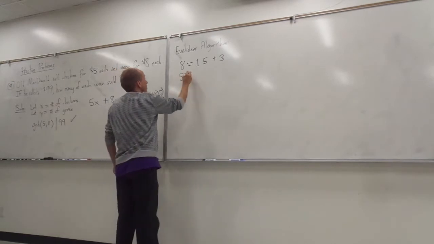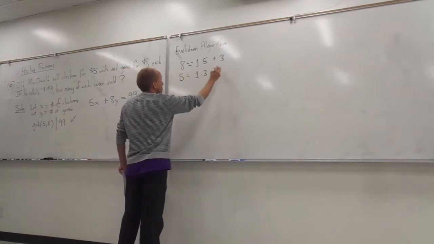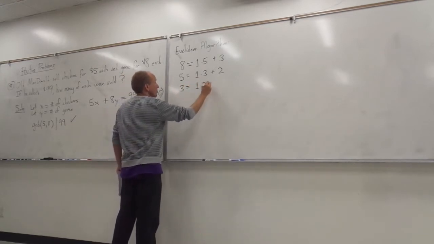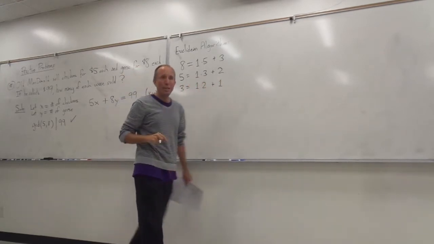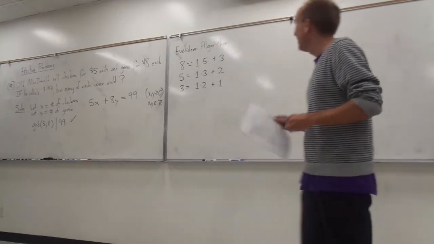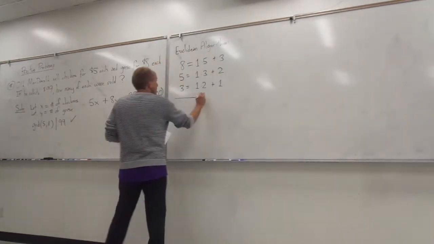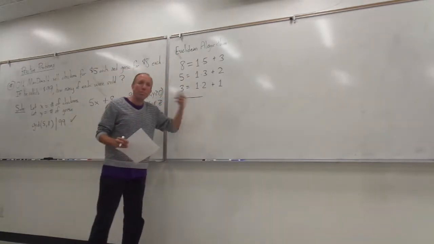And then 5 goes one time into 3 with a remainder of 2. 3 goes one time into 2 with a remainder of 1. And that's your GCD. Okay, so the GCD of 8 and 5 is 1. Okay? So then you just run this algorithm backwards, so to speak.